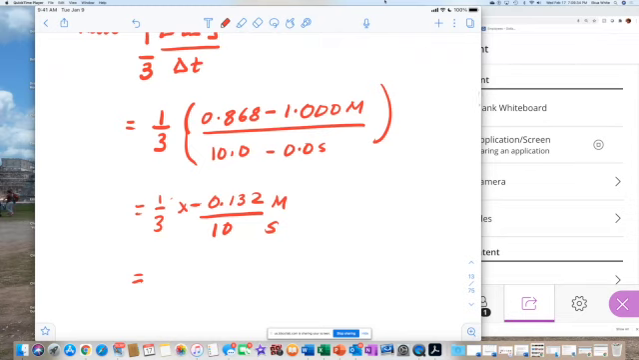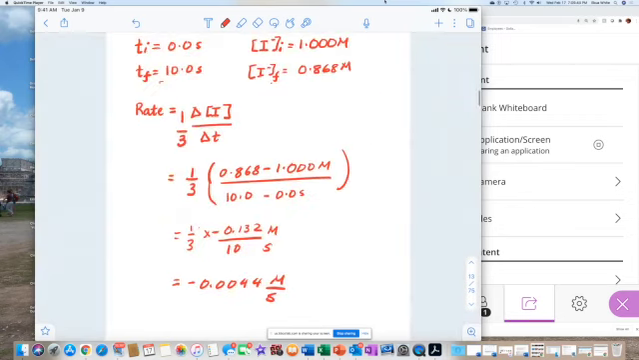Okay, now if I forget the negative, I end up with negative 0.0044 meters per second. But remember, the overall rate of the reaction is always positive, so this has to be positive. So of course, to do it correctly, I should have had the negative here to begin with, and that's what will fix this and make this positive. So the rate of the reaction is this. That's the average rate.